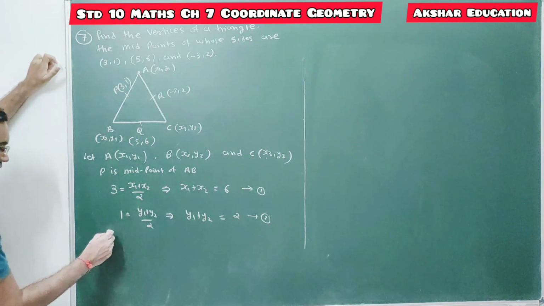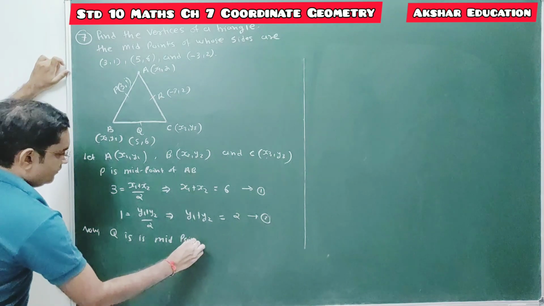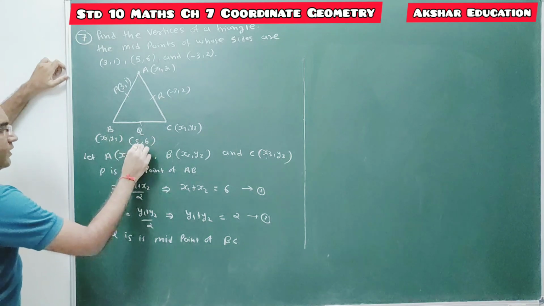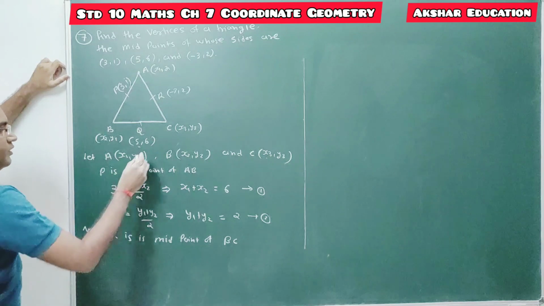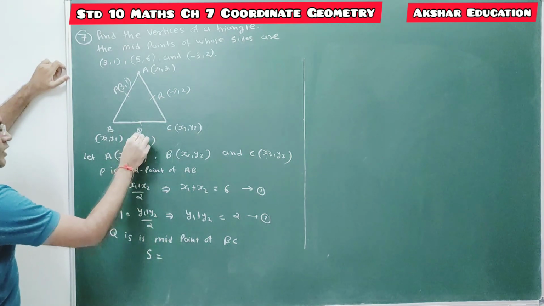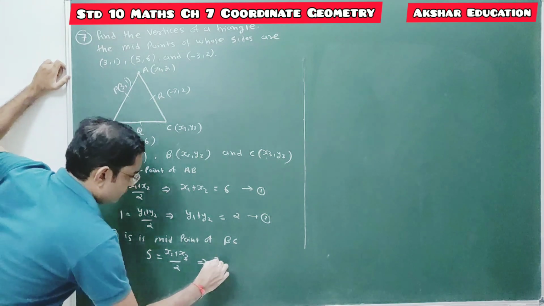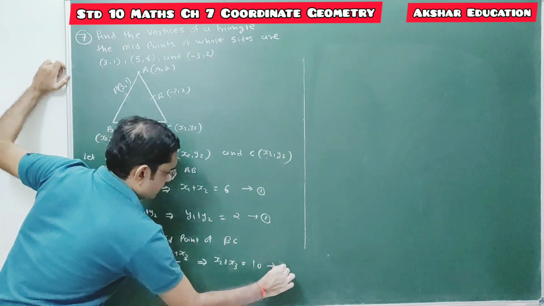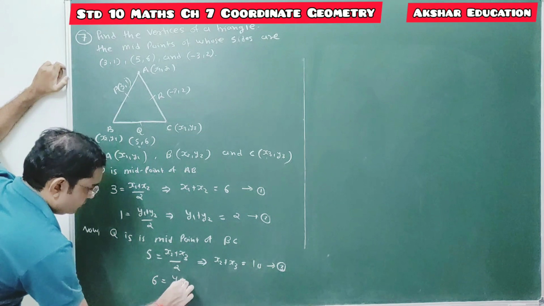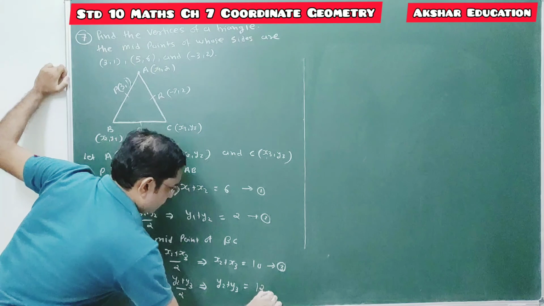Second side is BC. So here Q is midpoint of BC, then we again apply midpoint formula. So coordinates of this Q are 5 comma 6. So what is 5? It's addition of x coordinates divided by 2, and y coordinate is addition of y coordinates divided by 2. So x coordinate of this point Q is x2 plus x3 by 2. So this is equal to x2 plus x3 equal to 10. Say result number 3. Similarly, y coordinate 6 is 6 equal to y2 plus y3 by 2, which implies y2 plus y3 equal to 12.